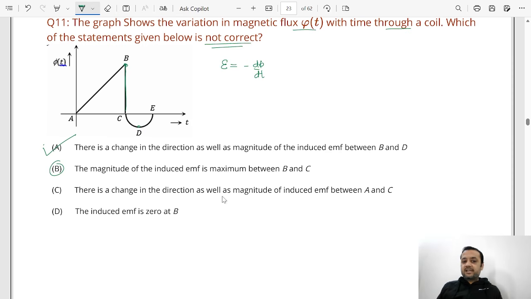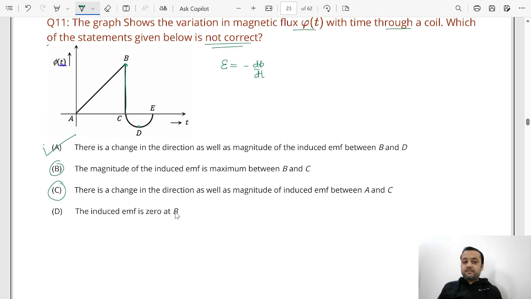There's a change in the direction as well as magnitude of induced EMF between A and C. Look, between A and C, clearly here the slope has a different value and here the slope has a different value. That means the magnitude of the EMF induced will change. Also here the slope is positive and here the slope is negative, which means the direction of EMF will also change, which is why this is also a correct statement, and hence this is not our answer.